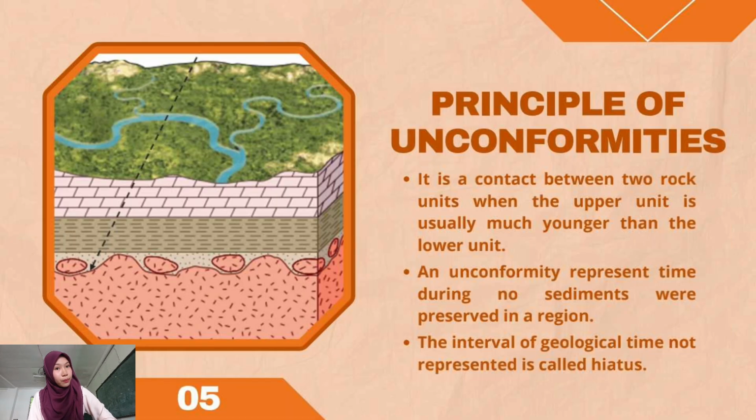So, the last principle of relative dating, we have the principle of unconformities. It is a contact between two rock units when the upper unit is usually much younger than the lower unit. An unconformity represents time during which no sediments were preserved in a region. The interval of geological time not represented is called hiatus.